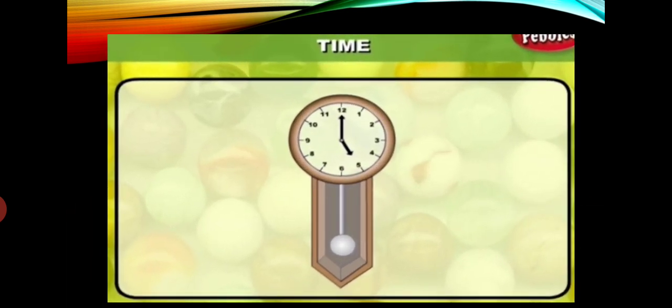First of all, tell me what is this? Yes, it is a clock. It is a wall clock. What is the use of a clock? Yes, a clock is used to read the time. If we want to know what is the time, we can know the time by looking at the clock. With the help of a clock, we can know the time.